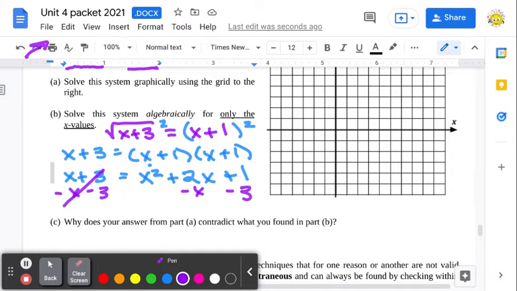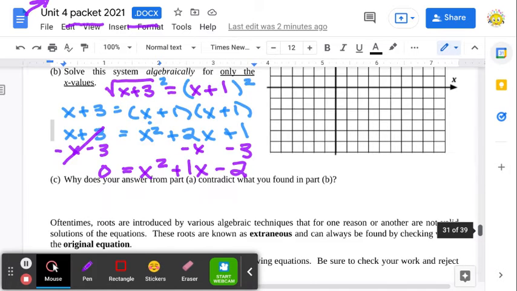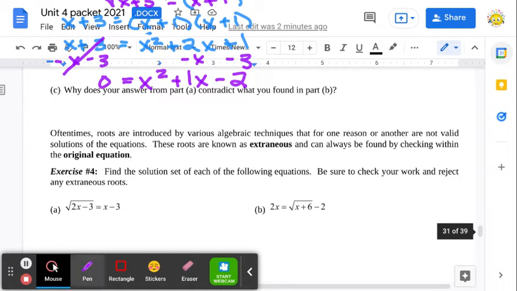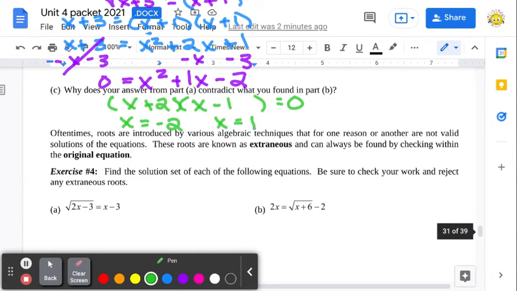No, just a video. So now I have 0 equals x squared plus 1x minus 2. Let's move this down a little, make some room. So when I have my equation equal to 0, now I'm going to factor. It's a trinomial, two numbers that multiply to negative 2 and add up to 1. So plus 2 and minus 1 equals 0. So I get x equals negative 2 and x equals 1. So there are our two answers.